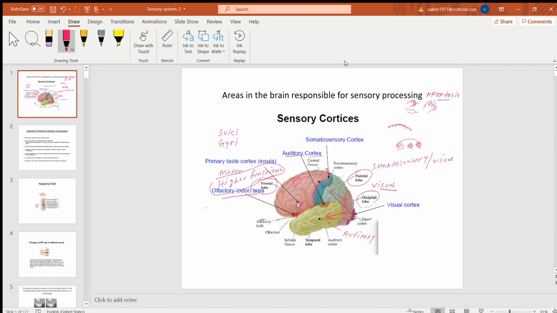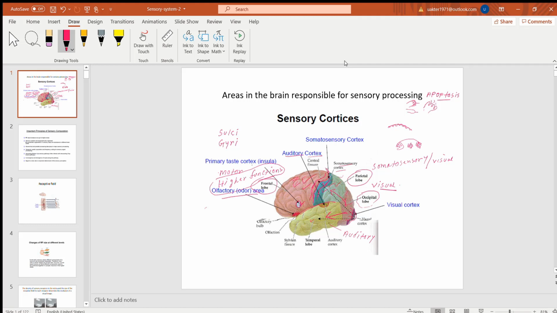Because this central sulcus is separating the frontal lobe and the parietal lobe. These two lobes are separated by the central sulcus. Okay, and what is important here is that in front of the central sulcus, this prominent, long gyrus is the primary motor cortex. And behind the central sulcus, this blue, prominent gyrus is called the primary somatosensory cortex. Okay, so the central sulcus separates these two functional areas.